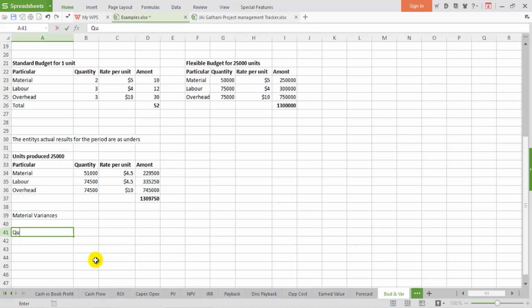So quantity consumed, or you can say just simply put it as a quantity variance. What's the standard quantity for 25,000 units? It's supposed to be 25,000 units. That's supposed to be 50,000, right?